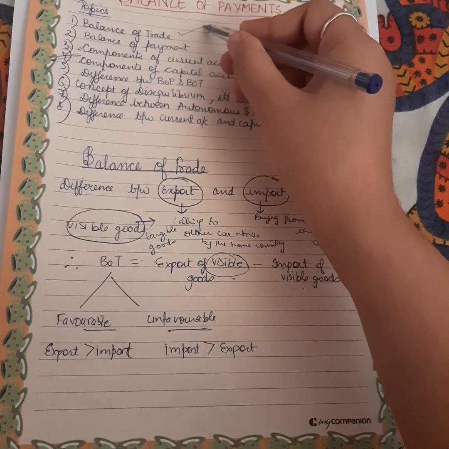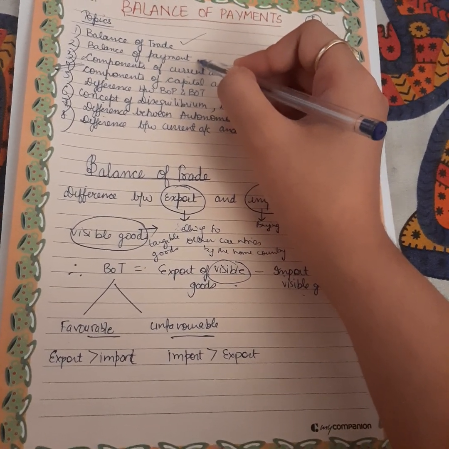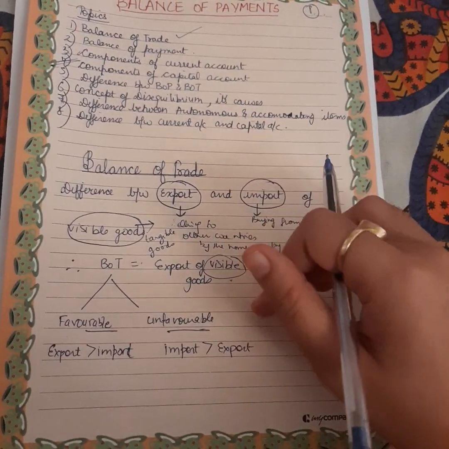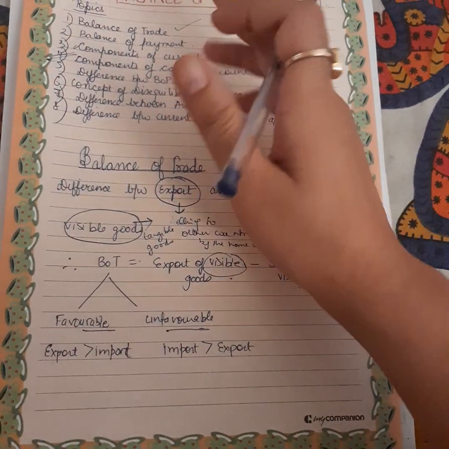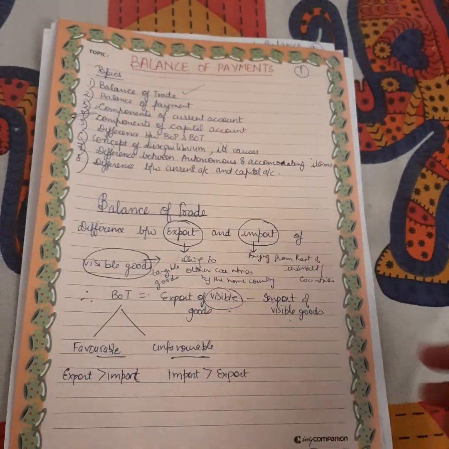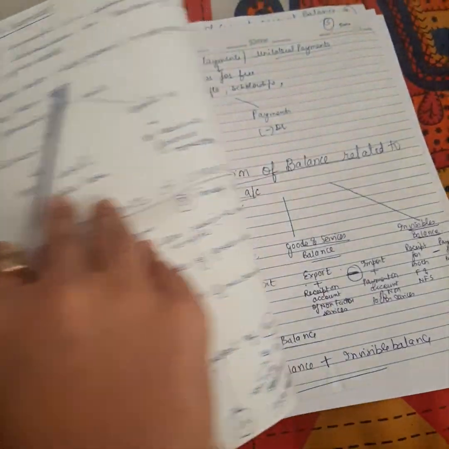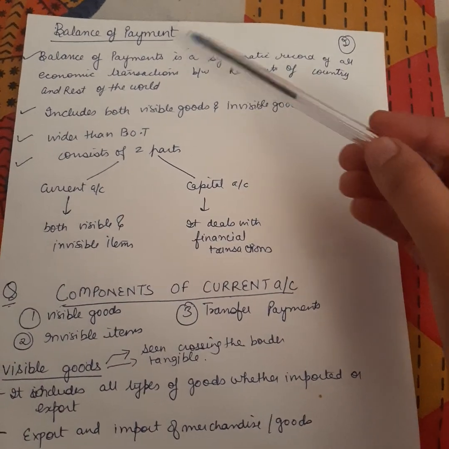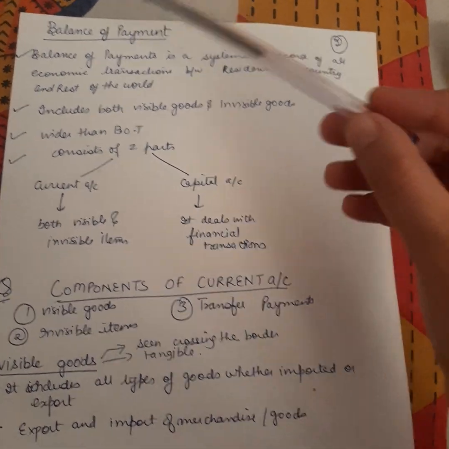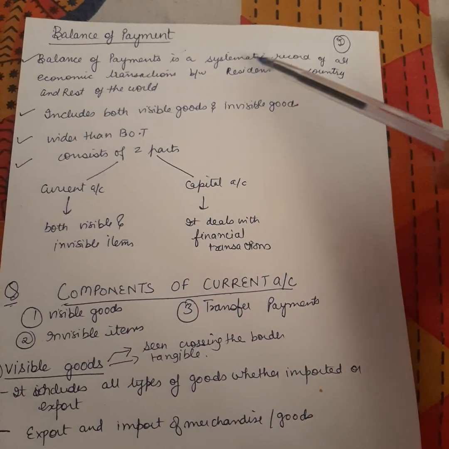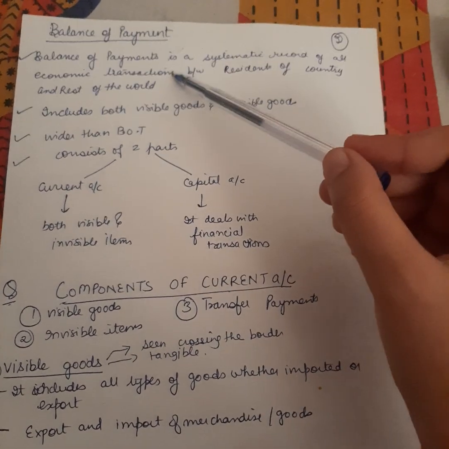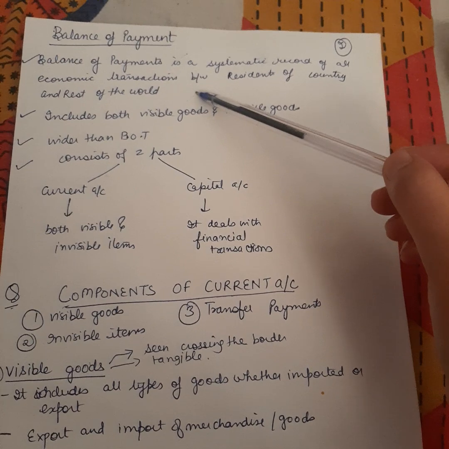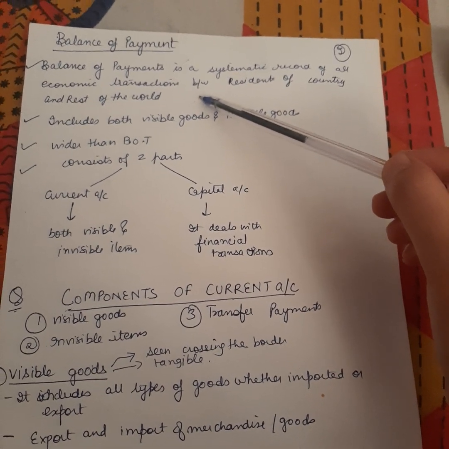Now moving on to the next one, balance of payment. Okay, first concept was balance of trade. What is balance of trade? Export minus import of the visible goods. This is done. Next we are moving on to the balance of payment. Okay, so balance of payment. What is balance of payment? Balance of payment is a systematic record of all economic transactions between residents of a country and rest of the world. Okay, so it is a wider term than balance of trade.